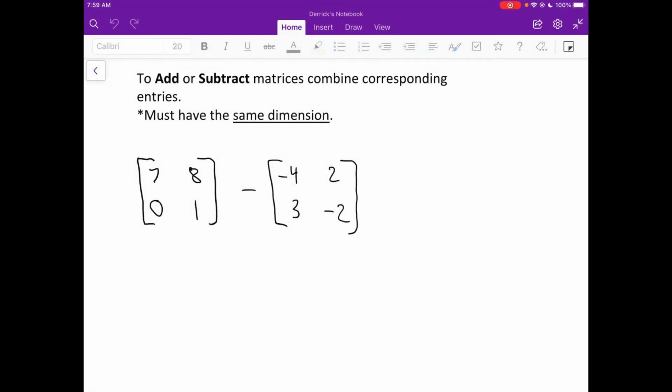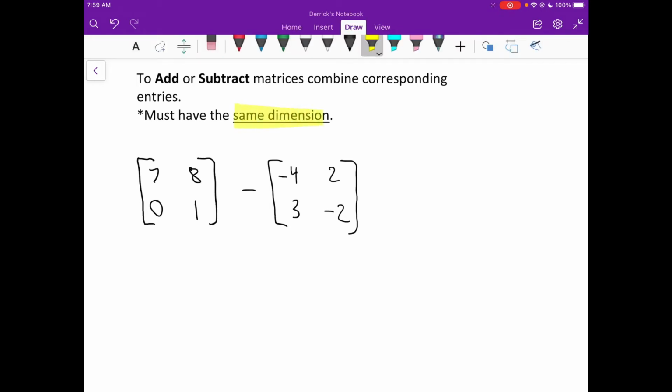Now let's say you want to add or subtract two matrices together. It's actually pretty simple. If you want to add or subtract matrices, all you do is just combine corresponding entries, meaning the numbers that are in the same spot with each matrix. Now for that to work, you have to have corresponding entries, which would mean if you're going to add or subtract two matrices, they have to have exactly the same dimensions. You have to have exactly the same dimensions to be able to add or subtract matrices.